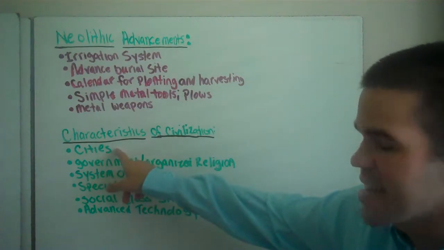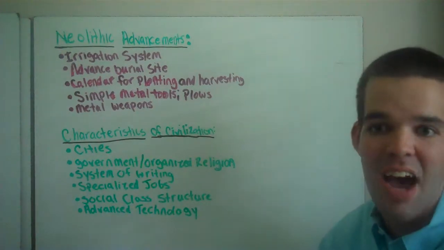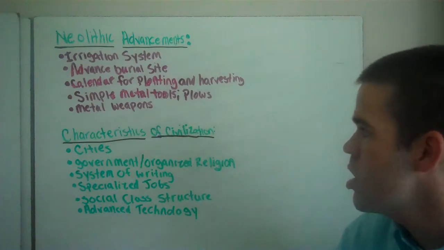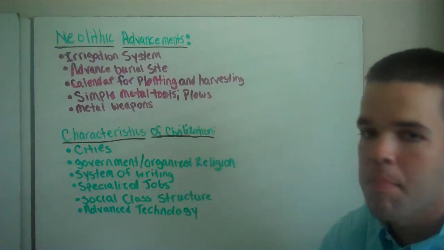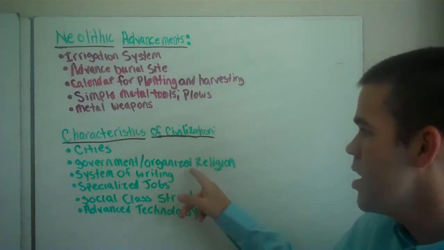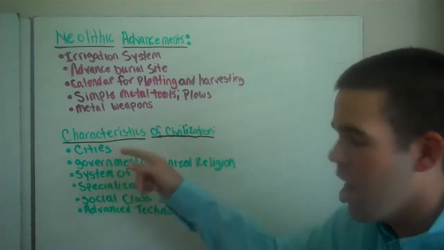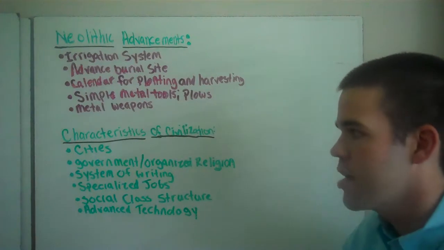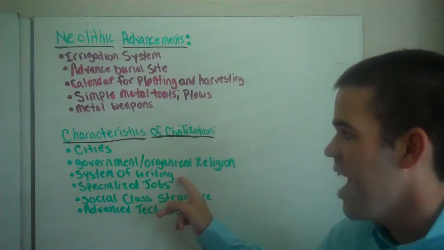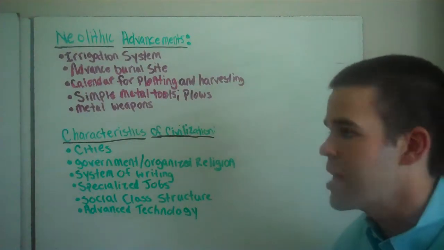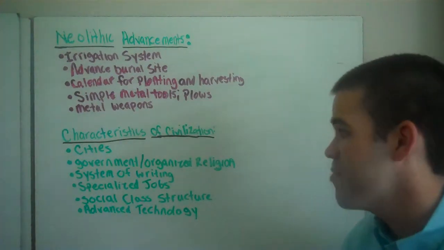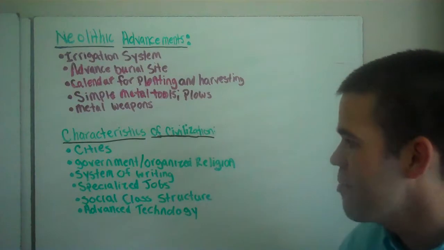You have to have a city. Let's talk about Greece. They have to have Athens first. You have to have a government, or you have to have organized religion, whether that be monotheistic or polytheistic for organized religion, or oligarchy, democracy, monarchy for government. You also have to have a system of writing, whether that be cuneiform, the Greek alphabet, the Roman alphabet, the American alphabet.